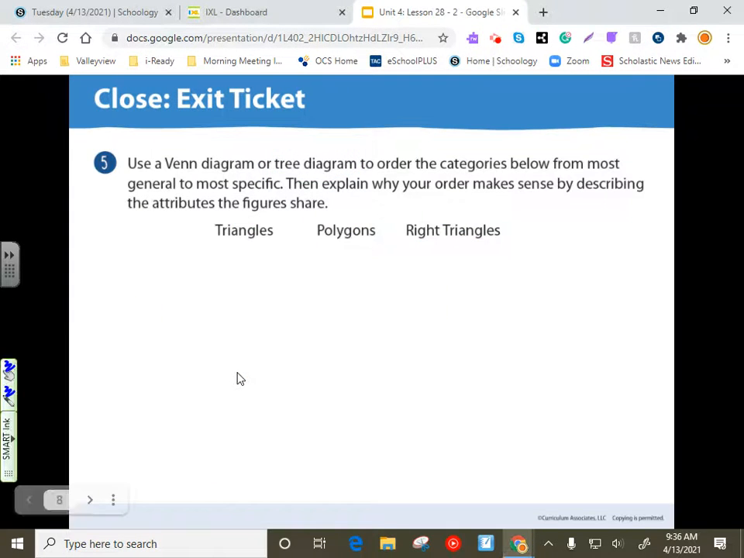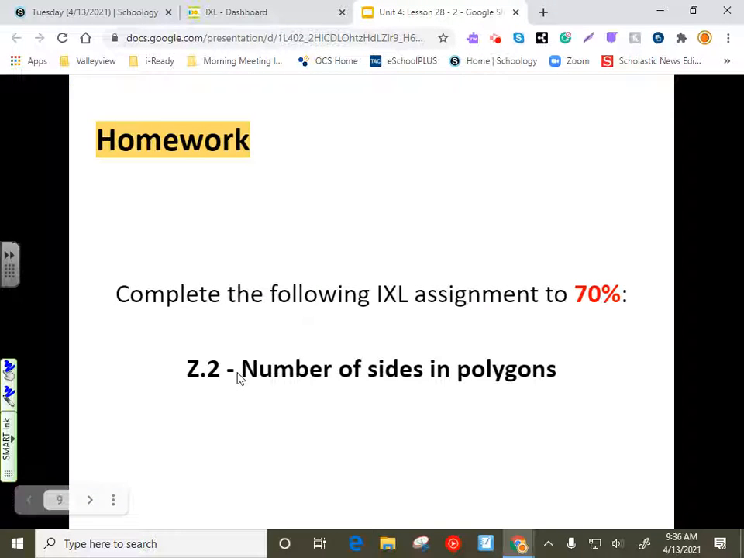So pretty easy stuff. All right, so your homework for IXL will be Z2, number of sides and polygons. You may have to look some of these up. Like nonagon is a nine-sided one, heptagon is seven. But overall, it's just a good review of what we call some of those figures. So go ahead and do that, and let me know if you have any problems. You only have to go to 70% to complete your homework.